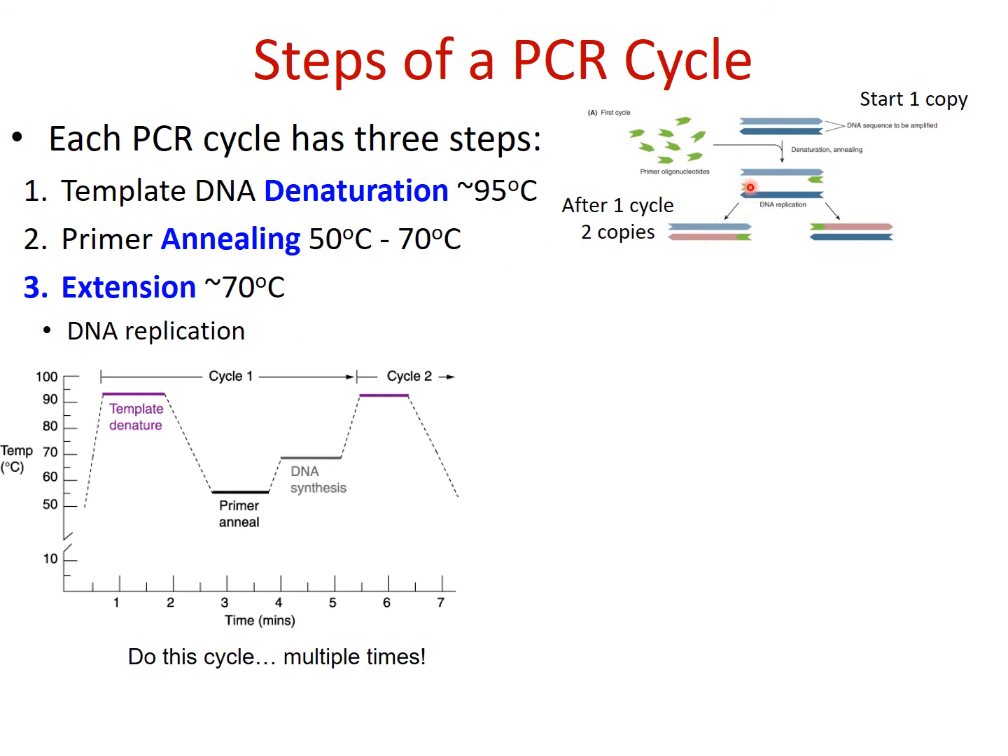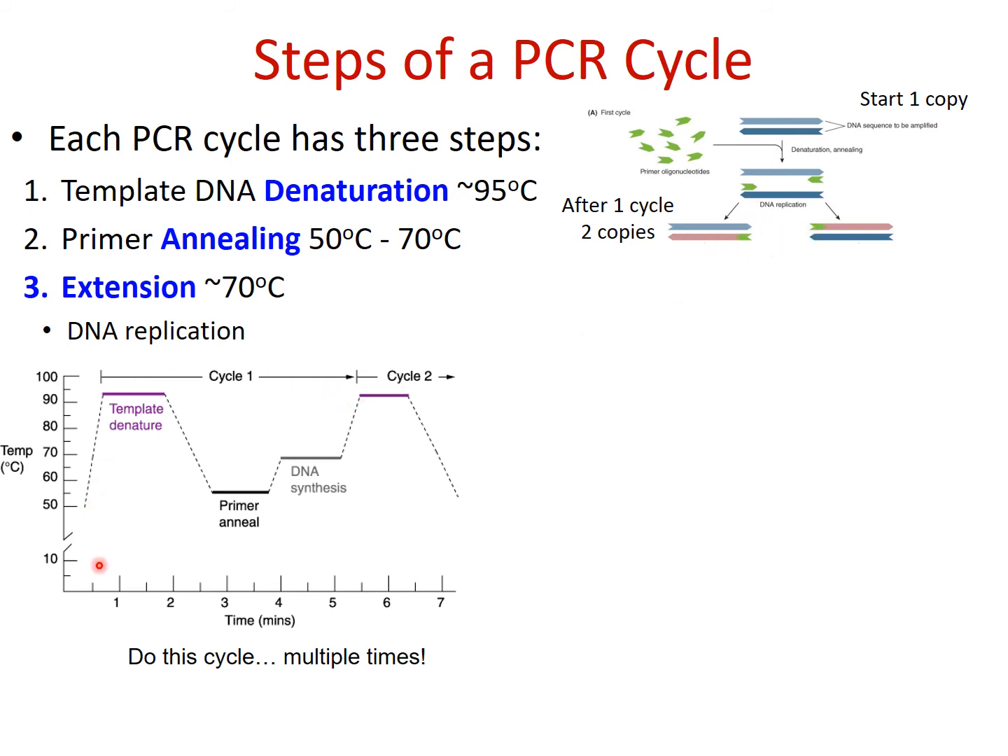These little green arrows are the primers. And then we're going to raise the temperature, and we're going to extend that. So this is the temperature where the polymerase works best. And that's these pink regions here. So after we've gone through one cycle, we start with 1 copy, and then we duplicate that. We end up getting 2 copies.